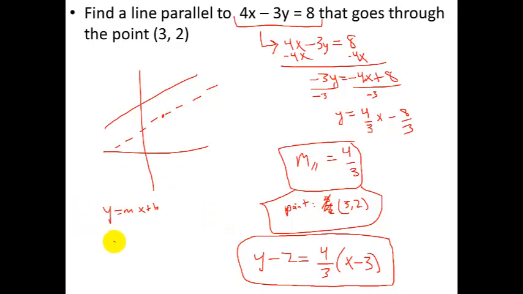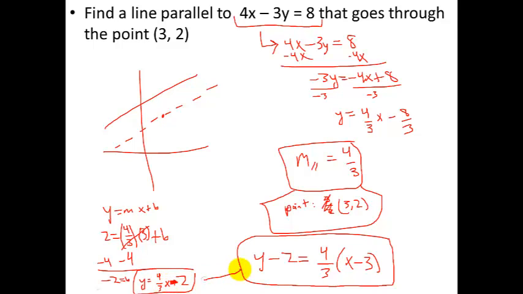Likewise, you could plug this stuff in over here. You could plug in 2 equals 4/3 times 3, that's my m and my x, plus b. Now, 4/3 times 3, the 3s cancel, so I just have a 4 here. Minus 4, minus 4. So negative 2 equals b. So my equation would be y equals 4/3 x minus 2. That's a minus, a nasty minus.